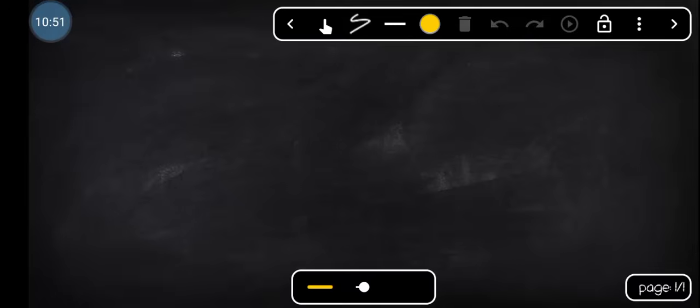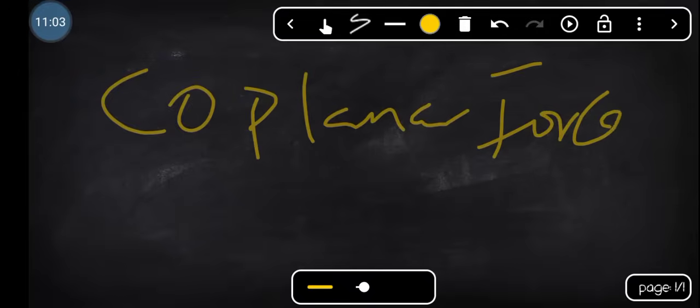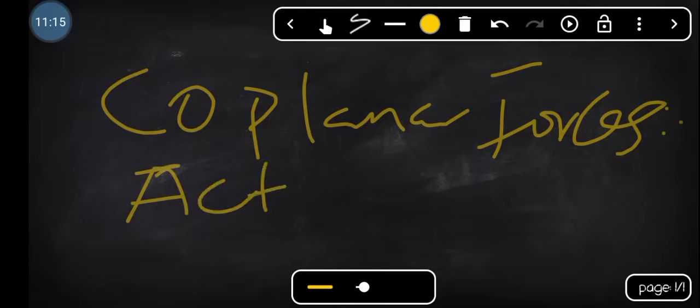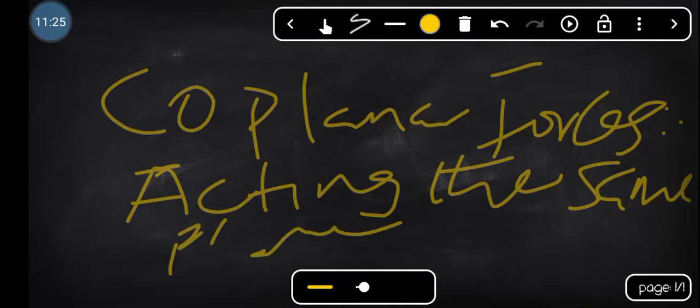Then we have numbers of forces acting on the same plane. That is what we call coplanar forces. What are coplanar forces? These are forces acting on the same plane, that is, the forces acting at a point.